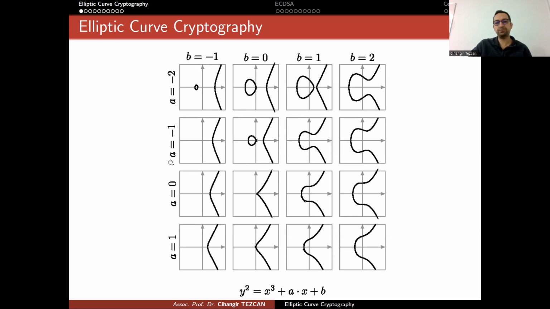For instance, if a equals -1 and b equals 1, this is how you draw this curve on the real plane. Here the x and y coordinates are real numbers. Of course, if you use complex numbers, then an elliptic curve actually turns into a three-dimensional object and would look like a donut, with a single hole inside it. Due to the single hole, we call it a genus 1 curve. There are other concepts like hyperelliptic curves where you have more genuses, but again, this is beyond the topic of this lecture.